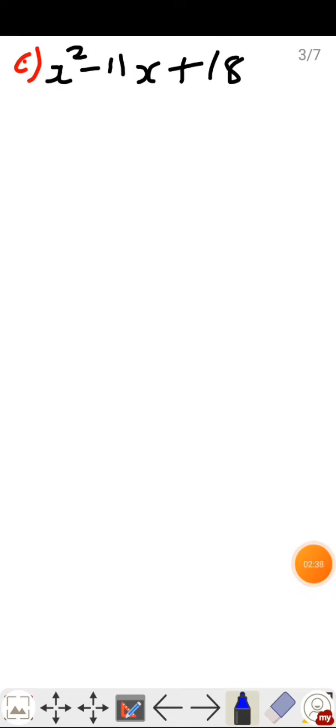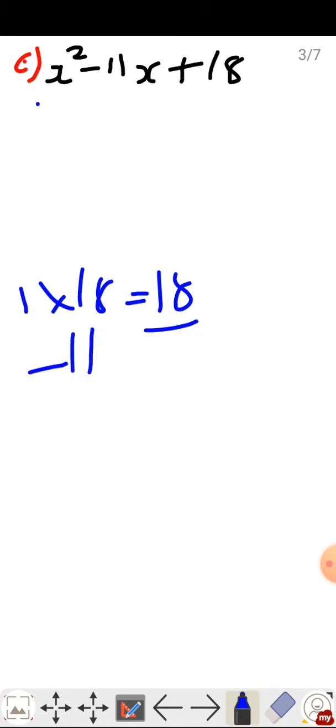So now guys, we'll look at a more difficult example. Here the coefficient of x squared is 1, then we have 18. Then the number in the middle is minus 11. It's a negative number, which means you have to look at two negative numbers, because negative times negative gives a positive 18. So we need two negative numbers that multiply to 18, and when you add we get minus 11.